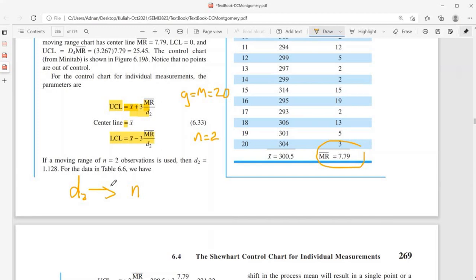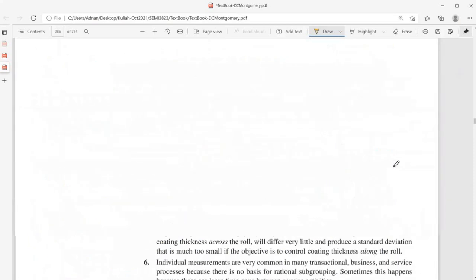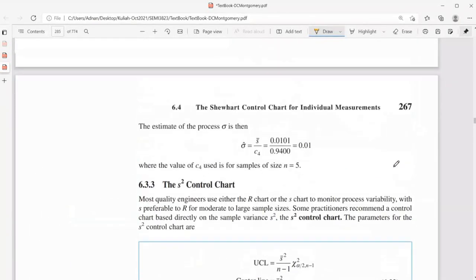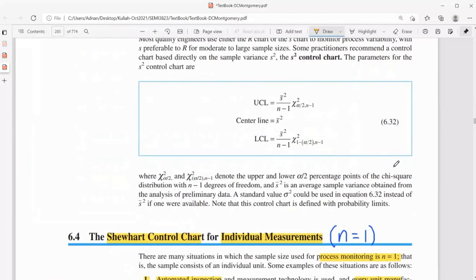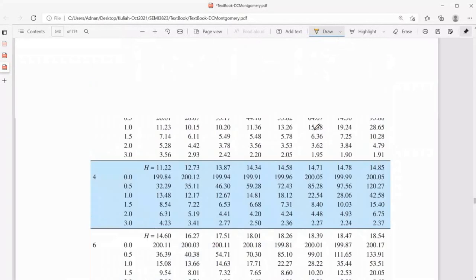Okay, so we use D2 taken from the table. Let me show you the table. I think you had that table in your first exam, and somewhere in the appendix there is also this table. Do you have this table in the appendix?